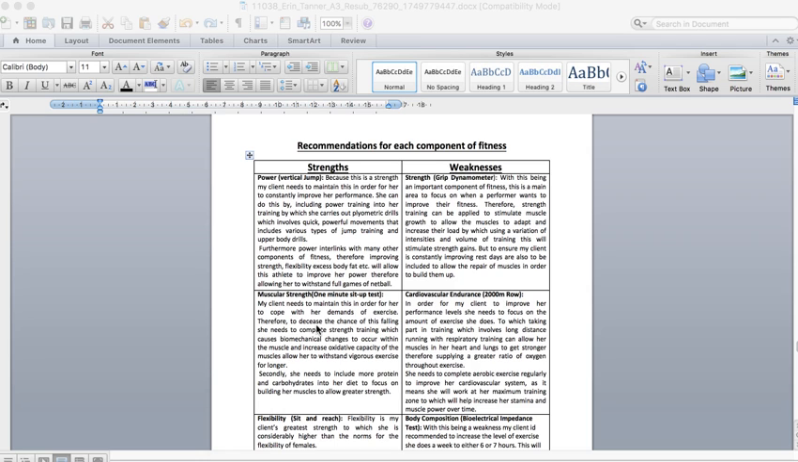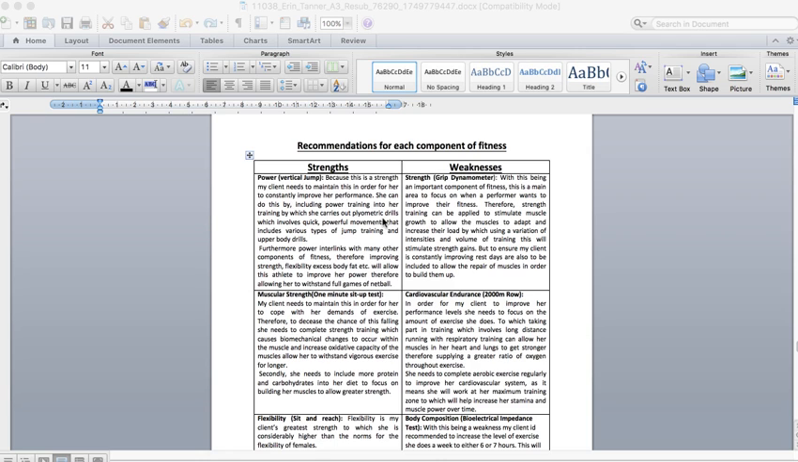Okay, so for example, here we've got the power vertical jump. This is a strength because my client needs to maintain this in order for her to constantly improve her performance. She can do this by including power training into her training, which she carries out by doing plyometric drills, which involve quick, powerful movements that include various different types of jumping. Furthermore, power interlinks with many other components of fitness, therefore improving strength, flexibility, excess body fat. So it has a knock-on effect on those things. Will allow the athlete to improve her power, therefore allowing her to withstand full games of netball. That's the kind of expectation at this level.